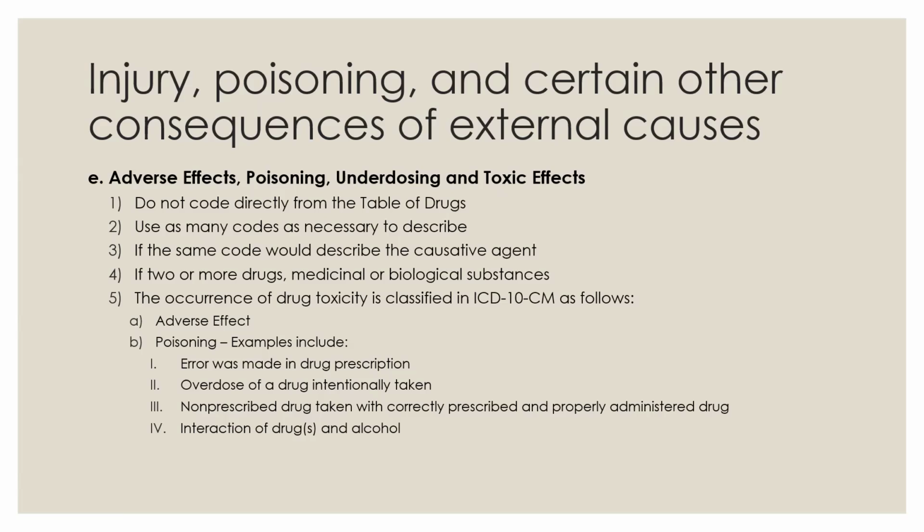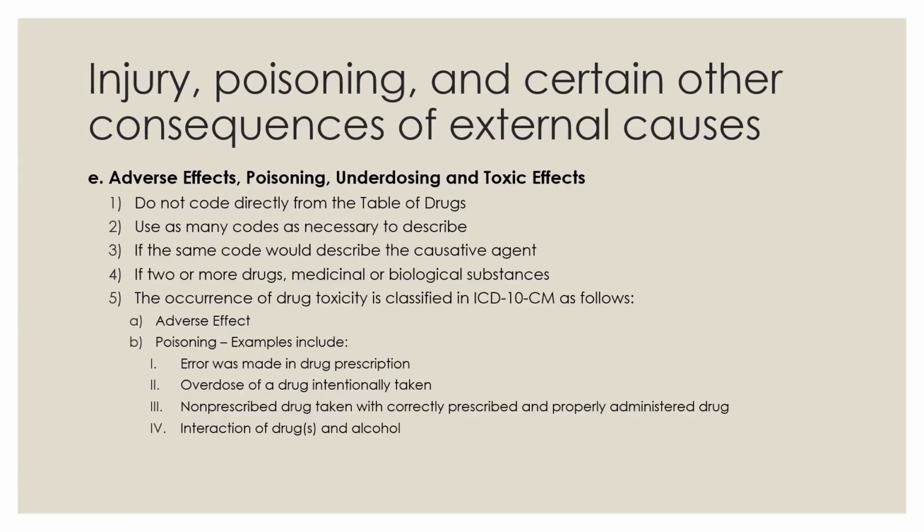B. Poisoning. When coding a poisoning or reaction to the improper use of a medication, such as overdose, wrong substance given or taken in error, or wrong route of administration. First, assign the appropriate code from categories T36 through T50. The poisoning codes have associated intent as their fifth or sixth character, such as accidental, intentional self-harm, assault, and undetermined.